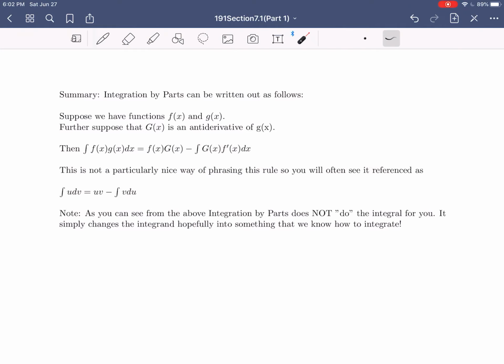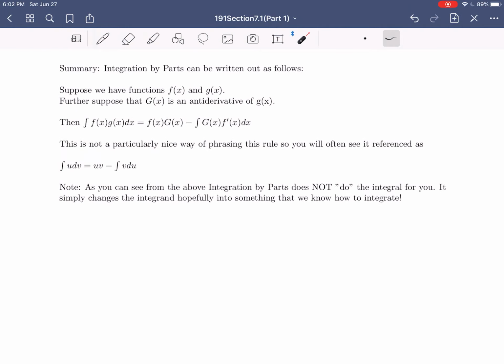In other words, what it's saying is that the integral of this product can be thought about as integrating that dv to the v and then subtracting the integral of the v times the derivative of that u. And this is the way that you memorize what the structure is.